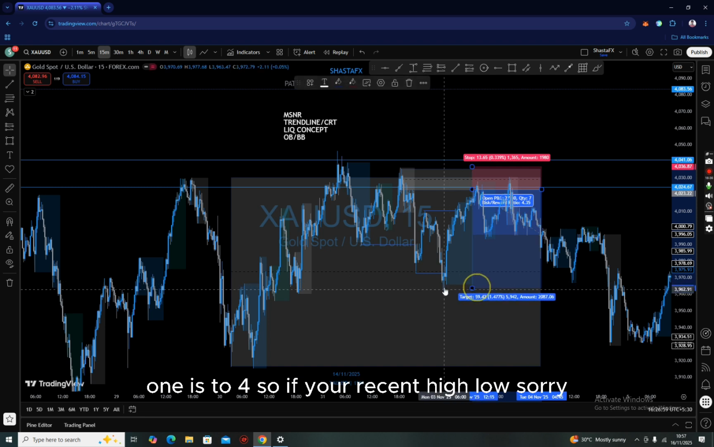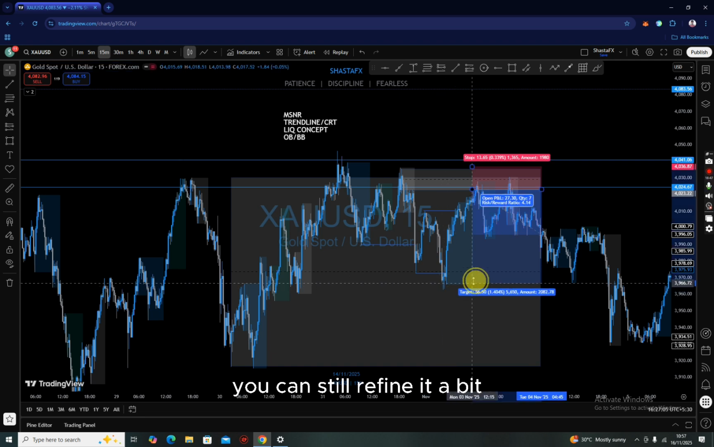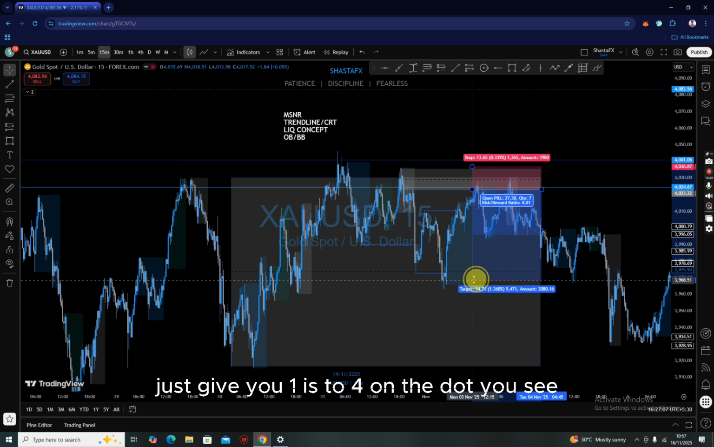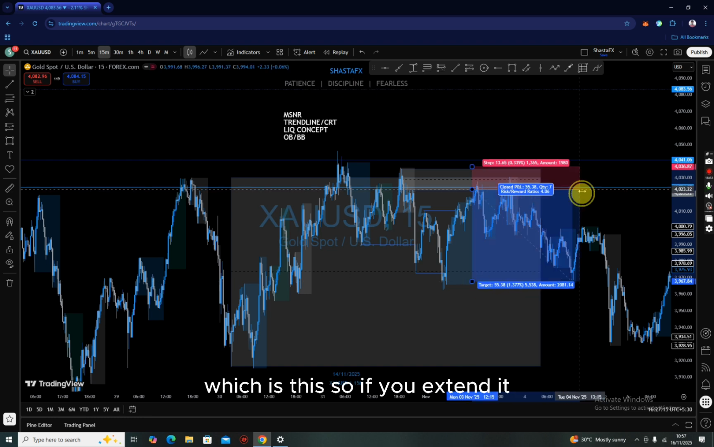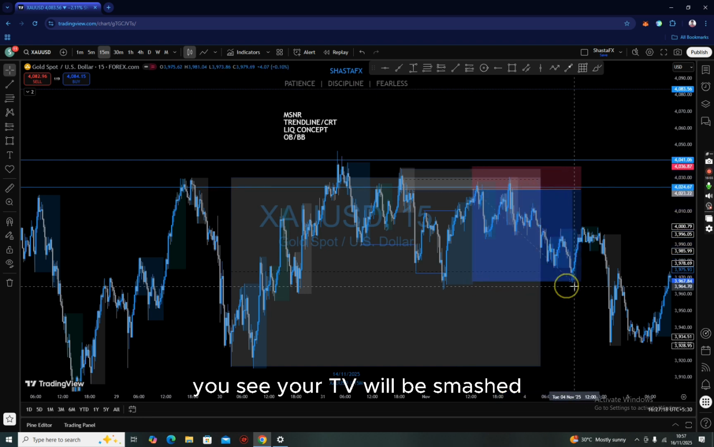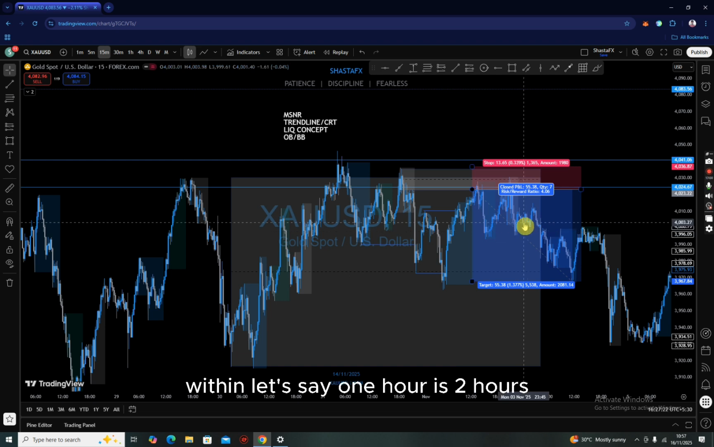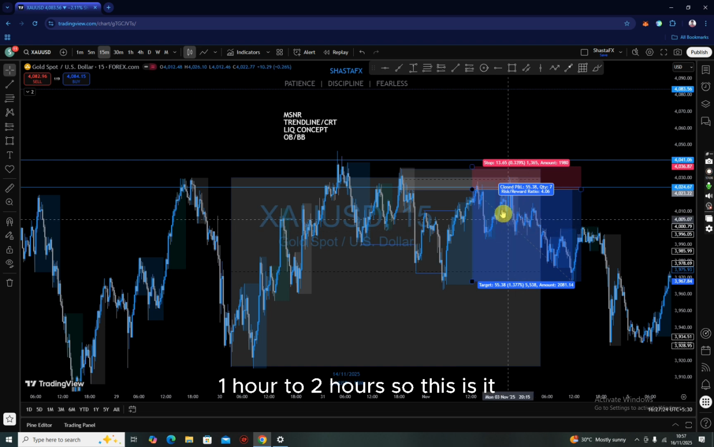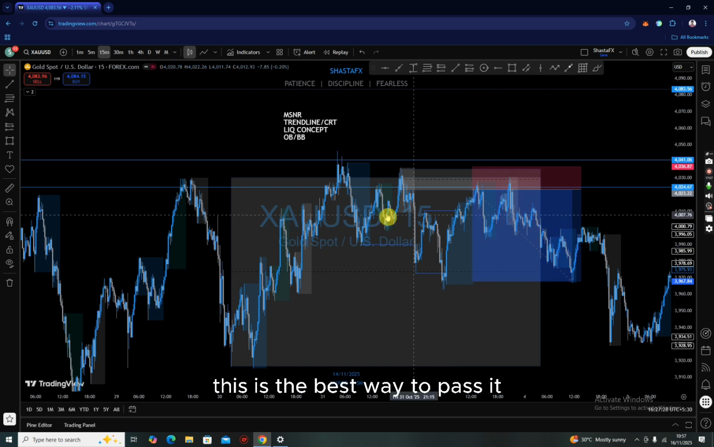So if your recent low is more than 1:4, you can still refine it a bit. Just give you 1:4 on the dot. You see, if you refine it on the dot, you'll be having 1:4, which is this. So if you extend it, you see your TP will be smashed within how many minutes? Within, let's say, 1 hour to 2 hours. So this is it. If you are trading a prop firm account, this is the best way to pass it.